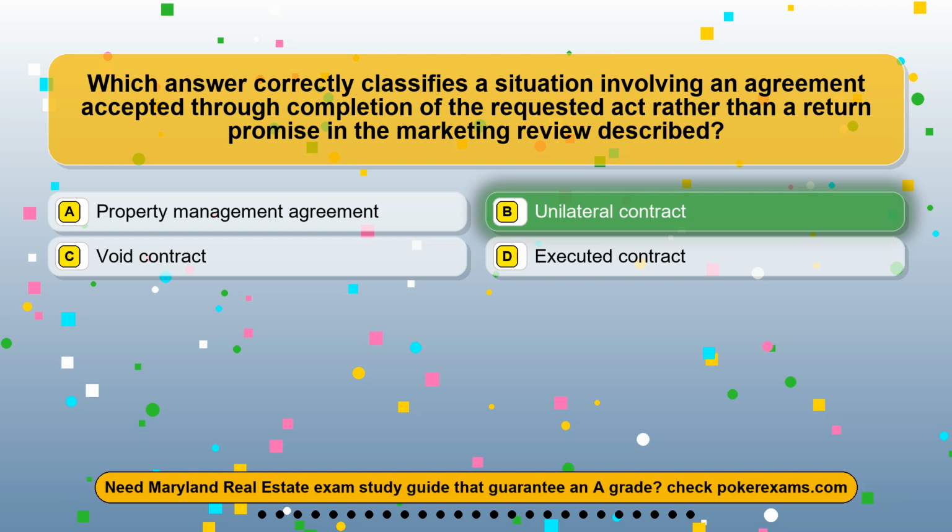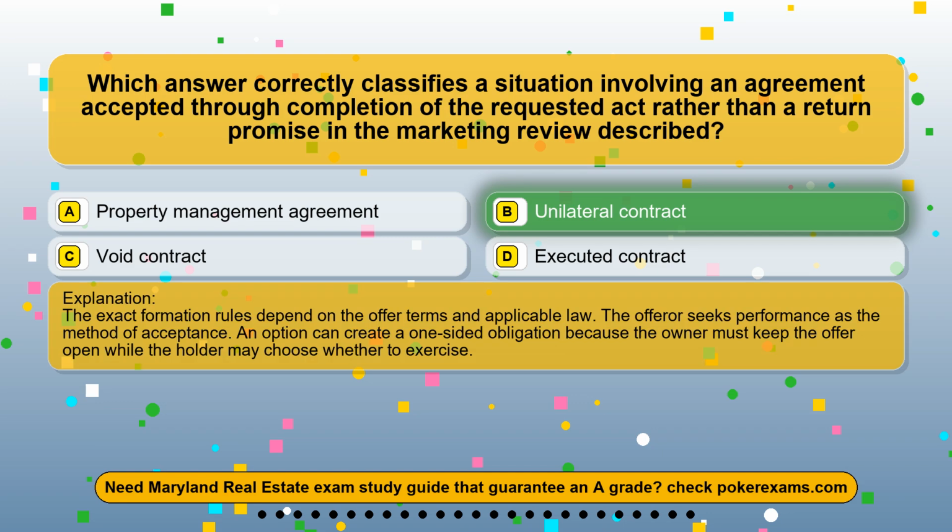The correct answer is option B, unilateral contract. The sale price equals the original price multiplied by the portion remaining after the discount. Divide by that remaining-price factor to reverse the reduction. Adding the percent number as dollars does not undo a proportional change.